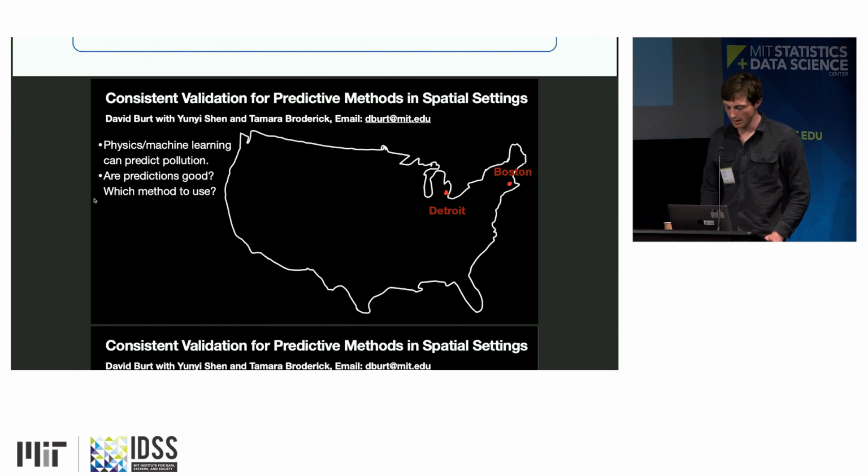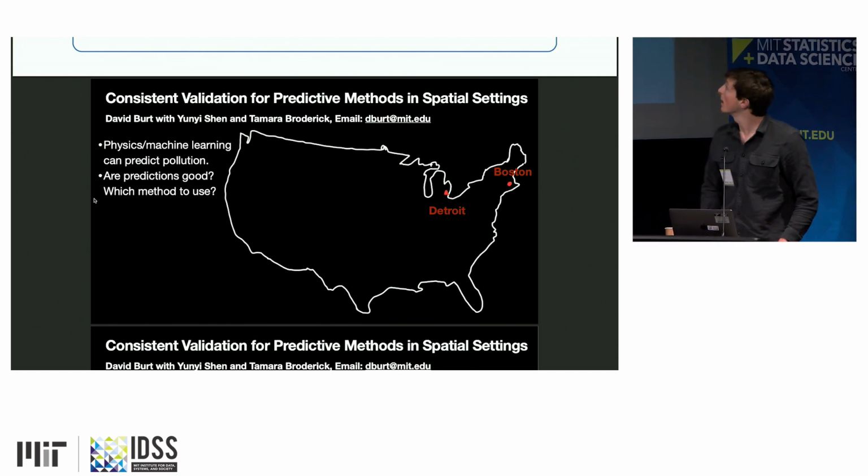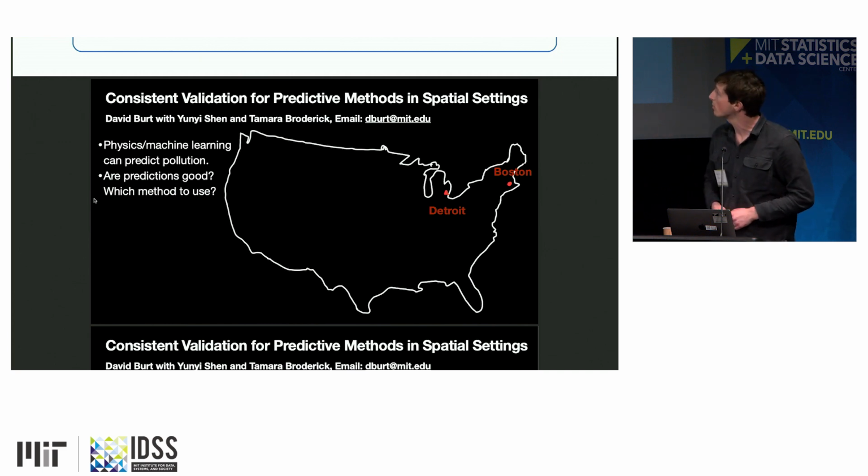Hi, I'm David, and I'm going to briefly talk about approaches for performing validation when we have a predictive method and data distributed in space. So the setup we'll imagine is we have some method for making predictions. It could be a physics-based method, it could be some data-driven method, but the important thing for us is that if we give it a point in space, it will predict some quantity, so we can think about something like predicting air pollution in the continental US. And we'll also have some points where we care about how well we're doing at making predictions. For example, some major cities like Boston and Detroit.